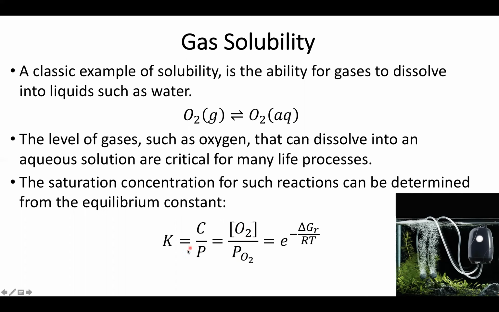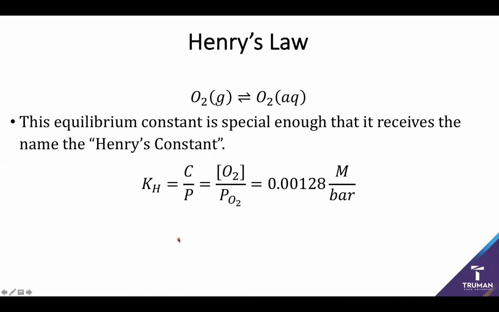Now, because this forms our equilibrium constant, we also know that we can relate it to the Gibbs free energy of reaction. So if we end up knowing our Gibbs, we can figure out our equilibrium constant. However, it turns out that this equilibrium constant is so special that it receives its own name, and it's called the Henry's constant. Again, it's typically given as concentration over pressure, and that would give us units of molarity per bar, or occasionally molarity per atmosphere.